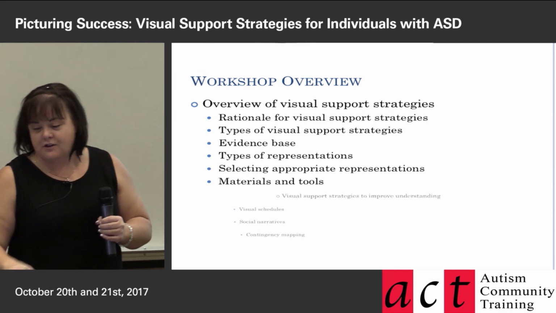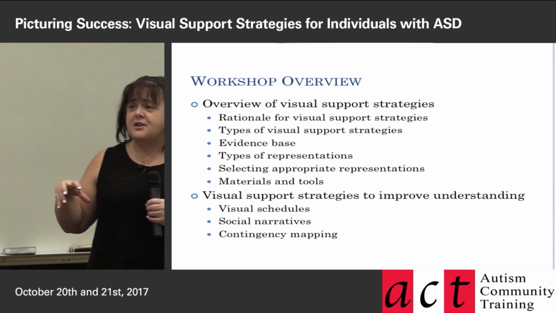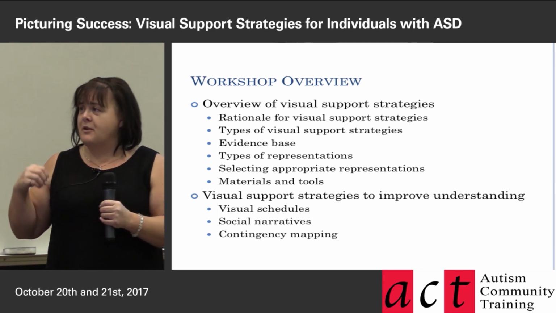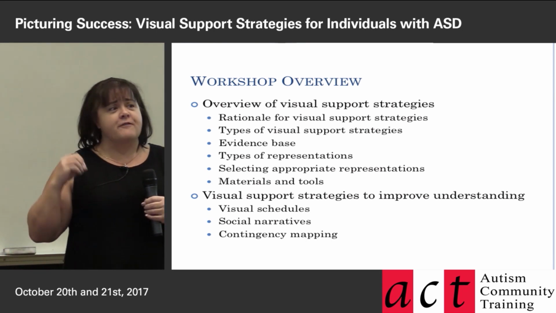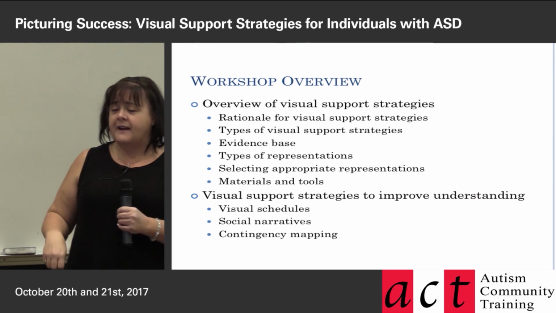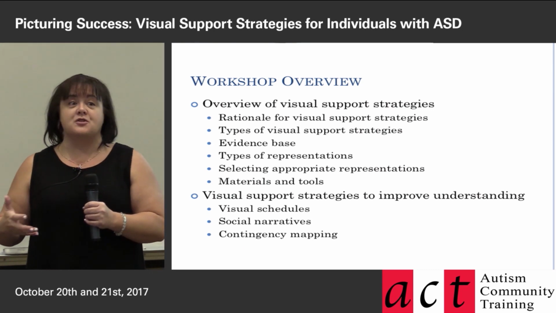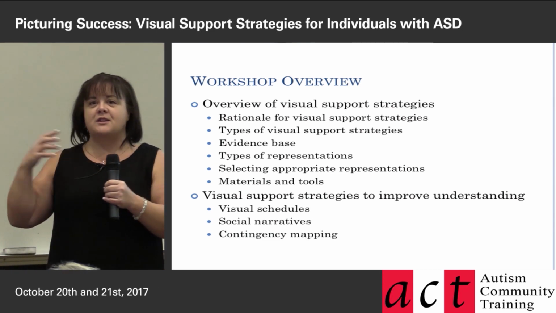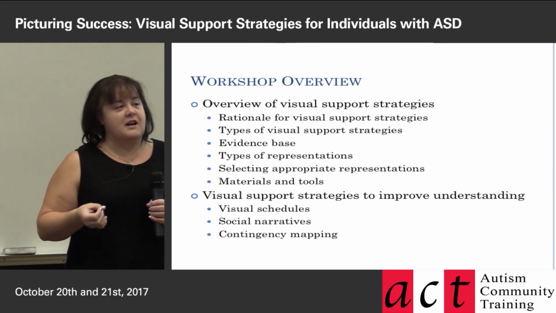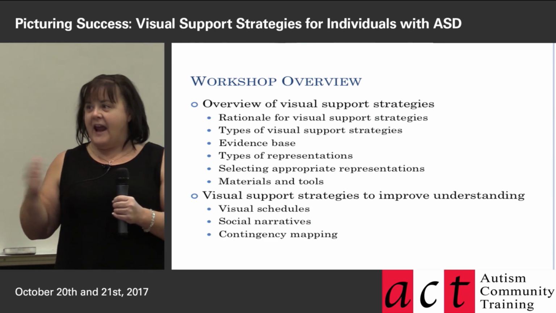The other thing that we're gonna start talking about today are the use of visual support strategies to help individuals understand information. So we're gonna talk about things like visual schedules, different ways of setting up visual schedules, how to use visual schedules effectively. We're gonna talk about using social narratives to help individuals understand social rules, social expectations, social contexts. And we're also gonna talk about contingency mapping as a way of helping individuals understand behavioral choices.